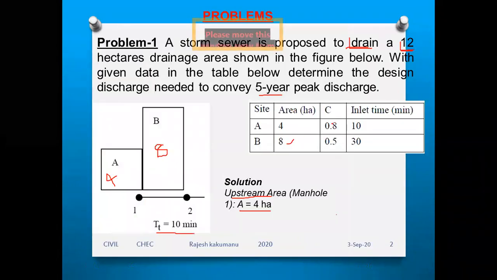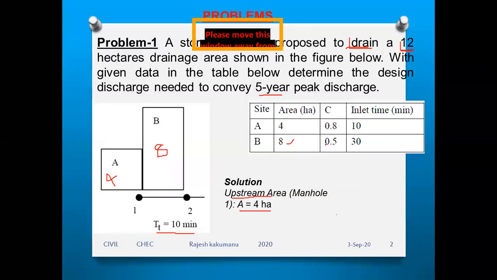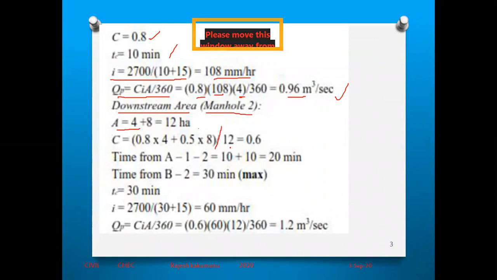4 into 0.8 plus 8 into 0.5. So like this, 0.8 into 4 plus 0.5 into 8, divided by 12, means total 12 months is equal to 1 year. This is the C value. C, you are getting 0.6 as the value, right?